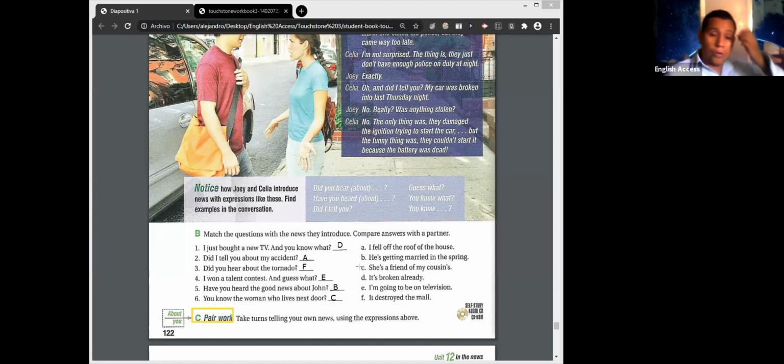All right, you guys, I want you to think of three news items. They can be good news or bad news. And react to the news, similar to the examples. And then you continue the conversation. For example, Marco.